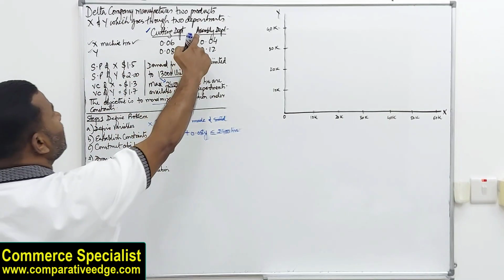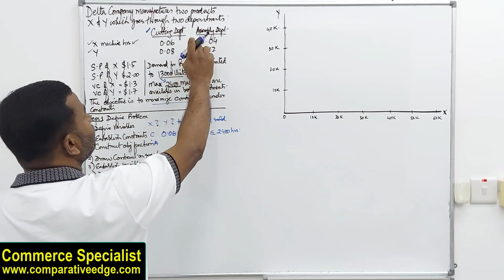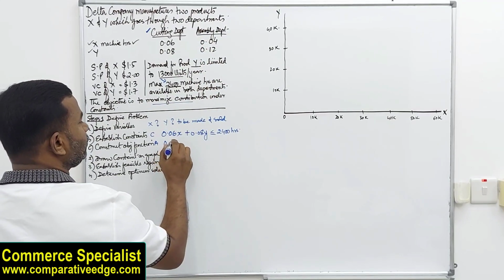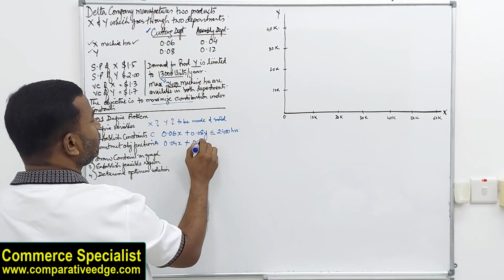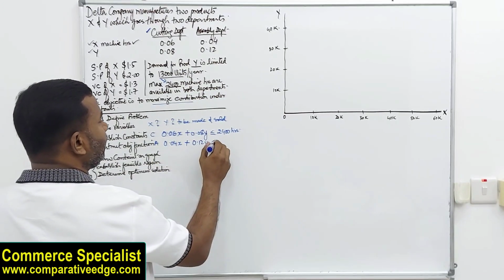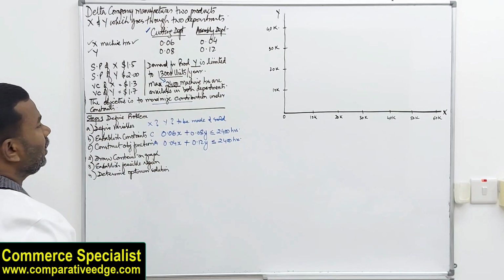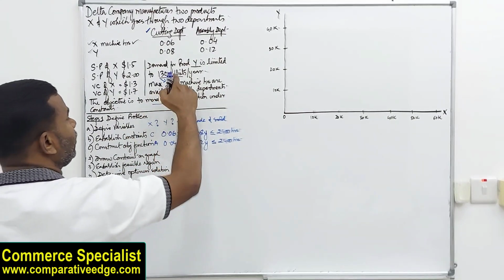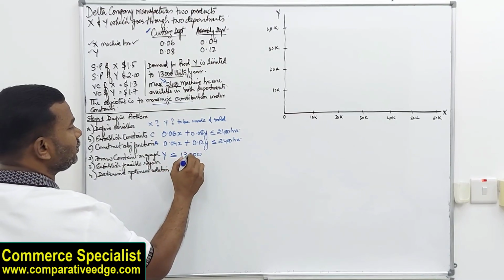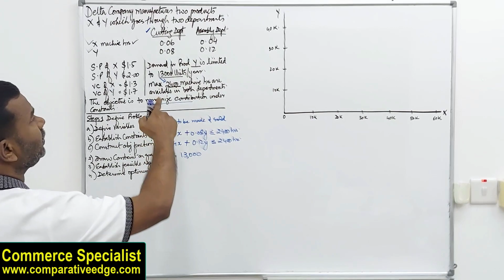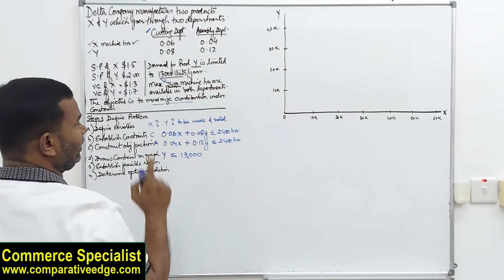Now I'm coming to the assembly department. The constraint for the assembly department will be 0.04X, 0.04 times the number of units made for X, plus 0.12Y, less than or equal to 2,400 machine hours. The next constraint is the demand for product Y. So Y we can make less than or equal to 13,000 units a year, because demand for product Y is limited to 13,000, so we can't sell more, so it will be less than or equal to 13,000.